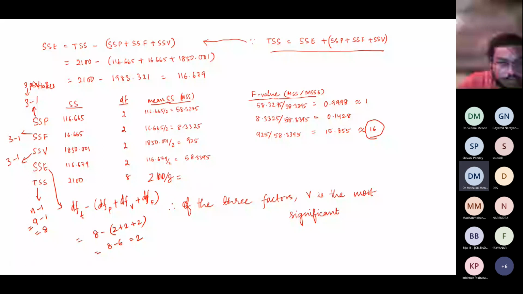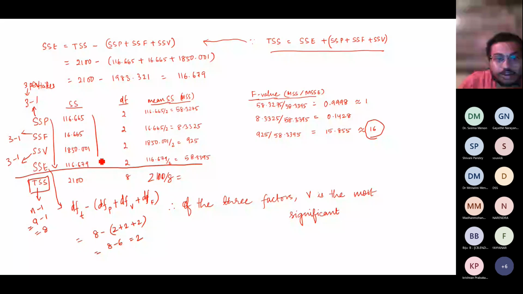So for this whole thing, this is the total sum of squares. This is the sum of all these. If you add the sums of squares of all of these, you will get 2100. Similarly, for the total sum of squares, the degrees of freedom that we get will be the sum of all of these.